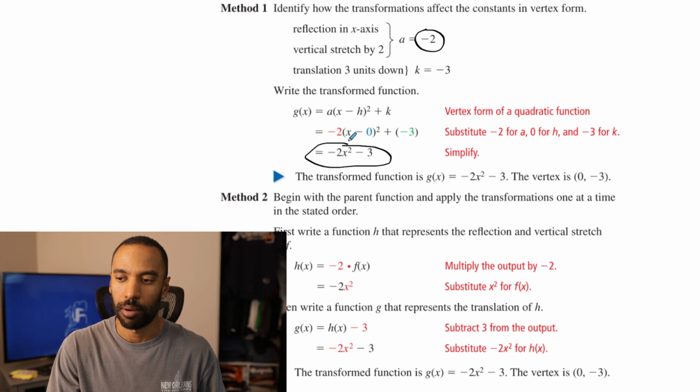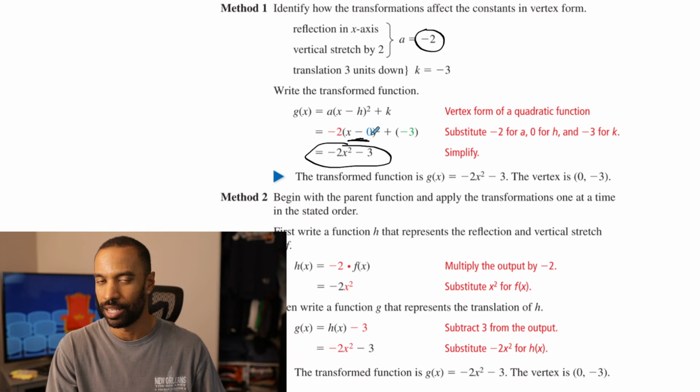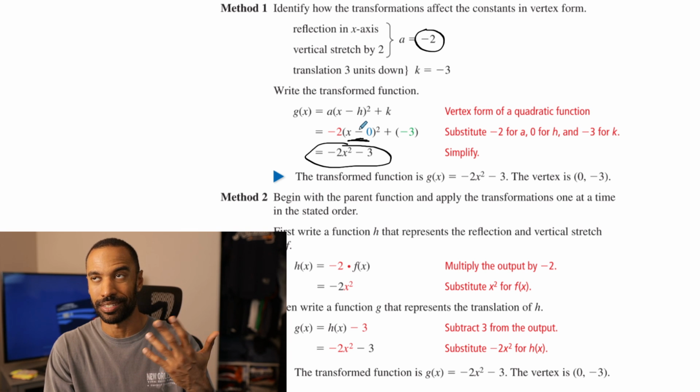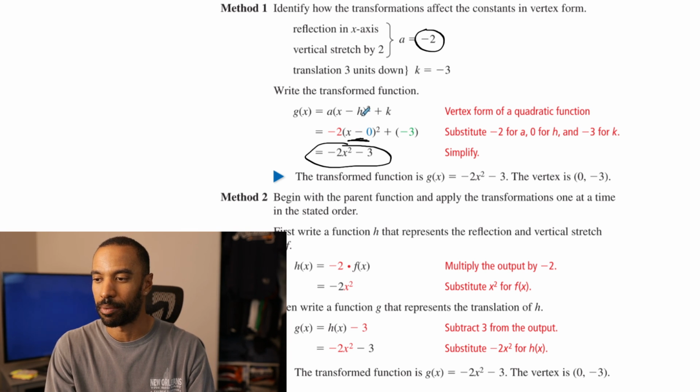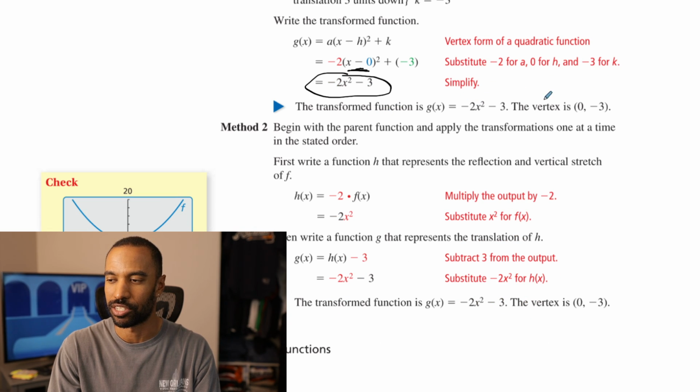It's in vertex form. Just because there's no x in parentheses with the minus 0 doesn't mean it's not in vertex form. It's also in standard form, if you know anything about that one, but there it is. And the vertex is at (0, negative 3). h is 0, k is negative 3.